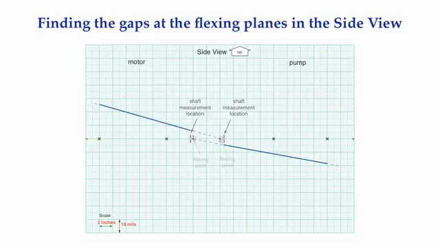The points here represent where the flexing planes and the coupling are located. The distance between the two center lines of rotation at the flexing plane of the motor shows the amount of misalignment gap there. The distance between the two center lines of rotation at the flexing plane of the pump shows the amount of misalignment gap there. The distance between the flexing points in this coupling is 4 inches.